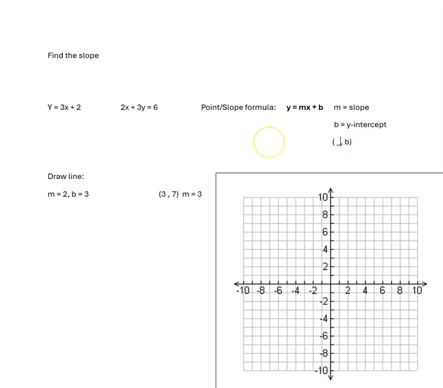Perfect. Now the y-intercept is always b. Y-intercept is where it crosses the y-axis. So all I have to do is look for this number. So that y-intercept is (0, 2).